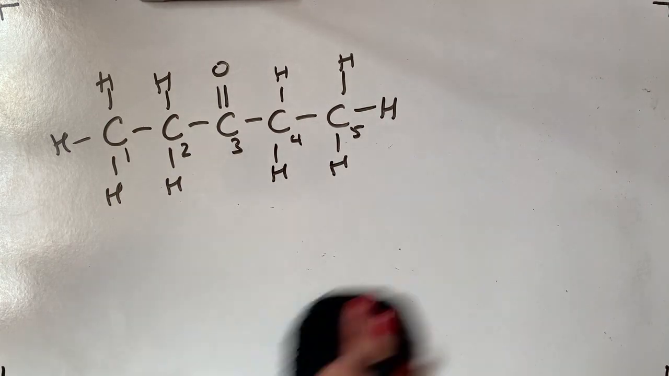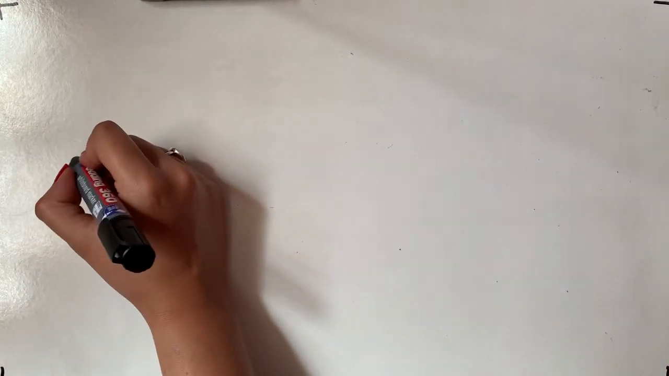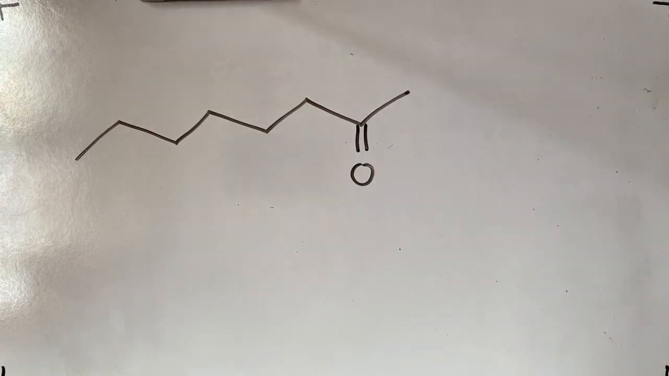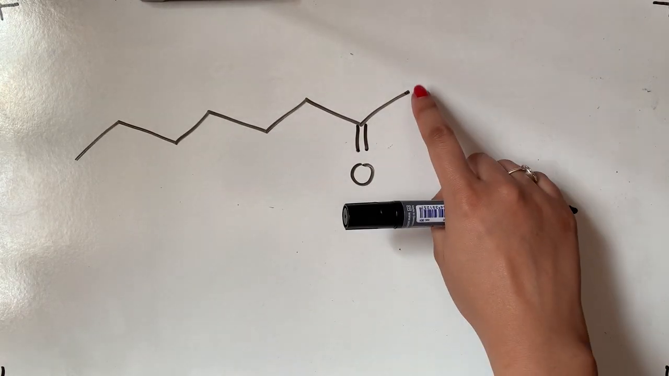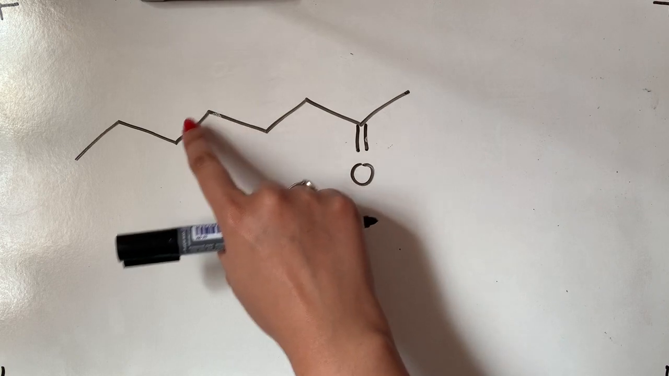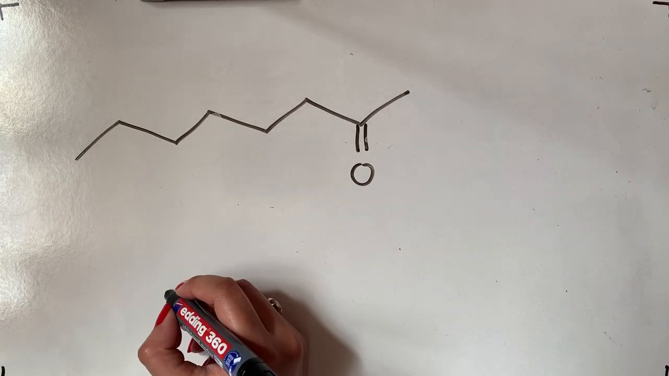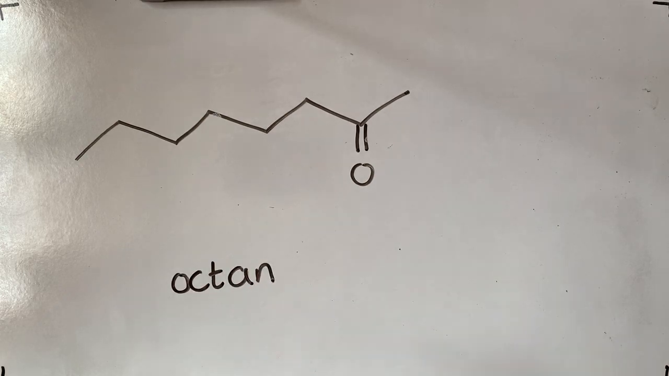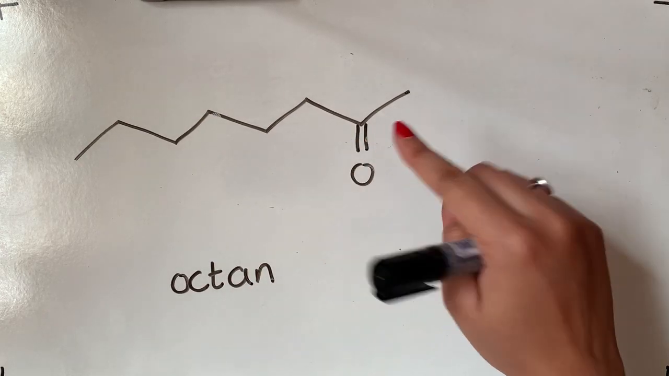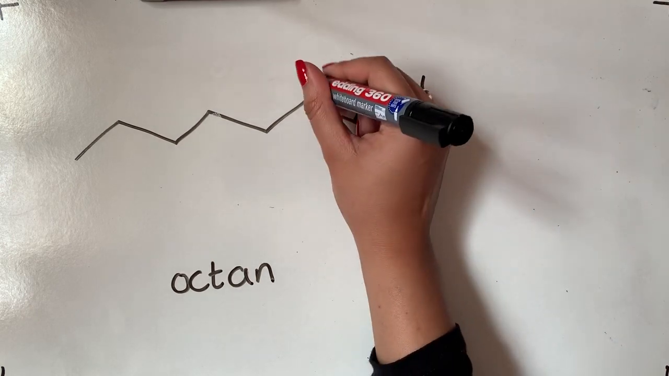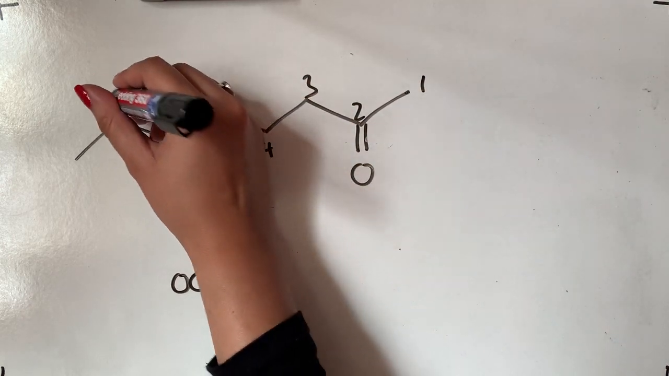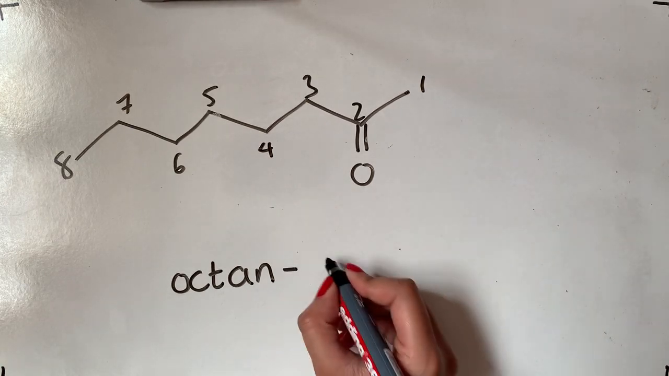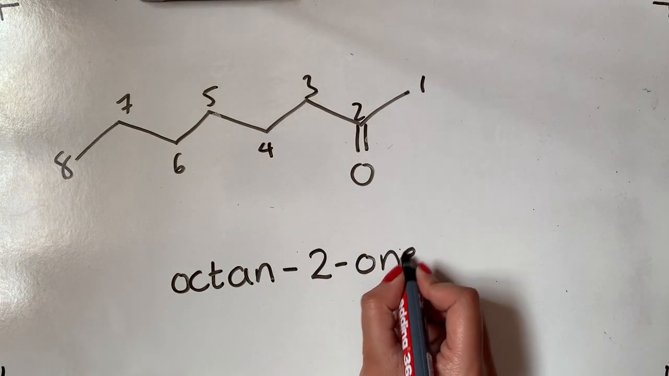Let's now show this in skeletal form. Let's do an example. Like that. Okay, so again, number of carbons 1, 2, 3, 4, 5, 6, 7, 8. So therefore this is going to be octan. Now we should start numbering from this side to make sure the carbonyl falls on the smallest number carbon. So as you can see, the carbonyl falls on carbon number 2. So therefore this is octan-2-one, like that.